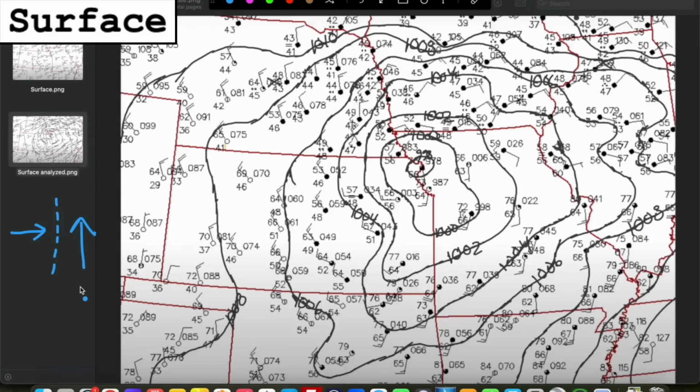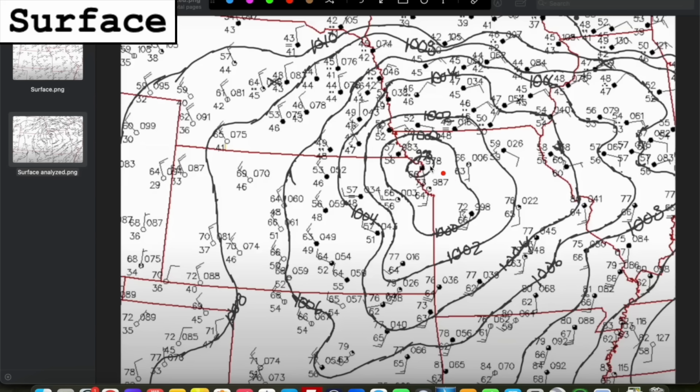We also can have temperature and moisture gradients. If temperatures are very cool on one side of a boundary and very warm on the other side, there's likely a frontal zone there. Also moisture. It can be a lot drier on one side of a boundary and a lot more moist on the other. So let's take a look here at our example.